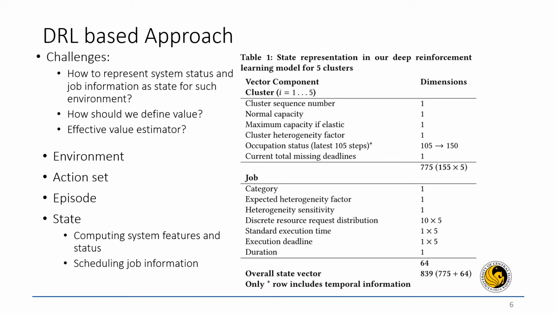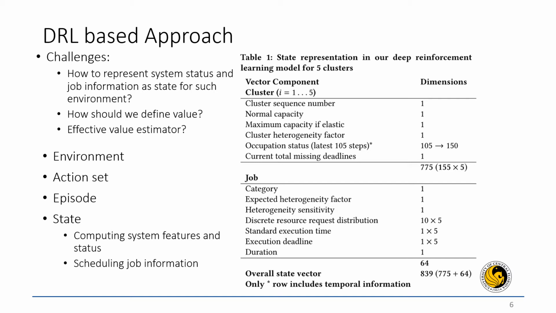We start with answering the state. For state, we let it contain two components, computer system information and job information. We list the state on the right. For each cluster, we have representations such as its normal capacity and maximum capacity if elastic. We have cluster heterogeneity factor. This is a number to represent the computing capability of executors in that cluster. The higher, the stronger. We also have its occupation status in some past time steps. This will be transformed to a 150 size vector, and we'll discuss it later.